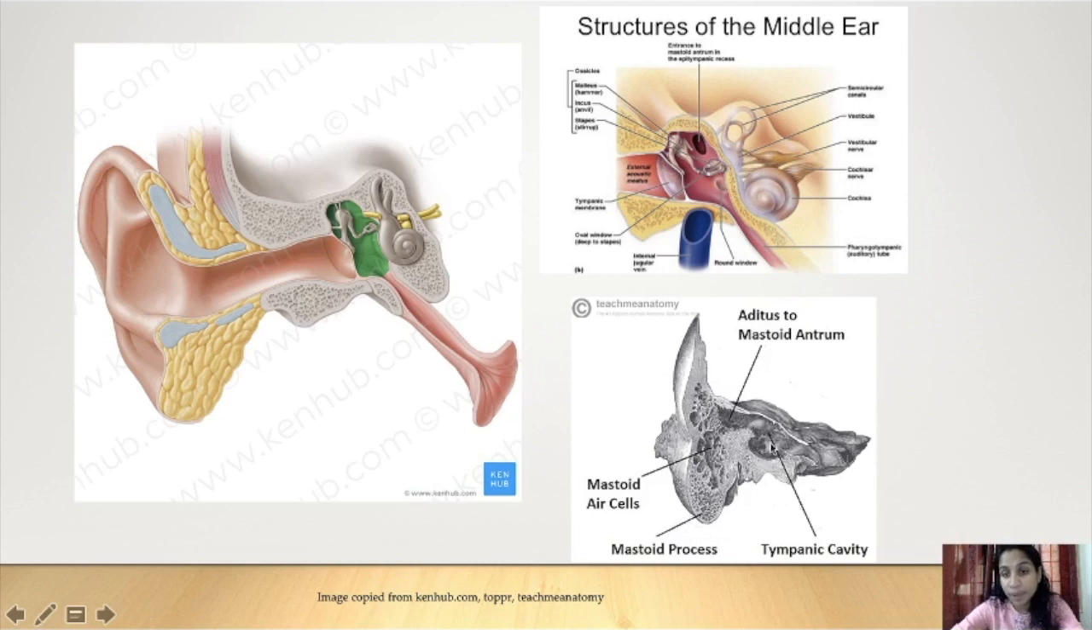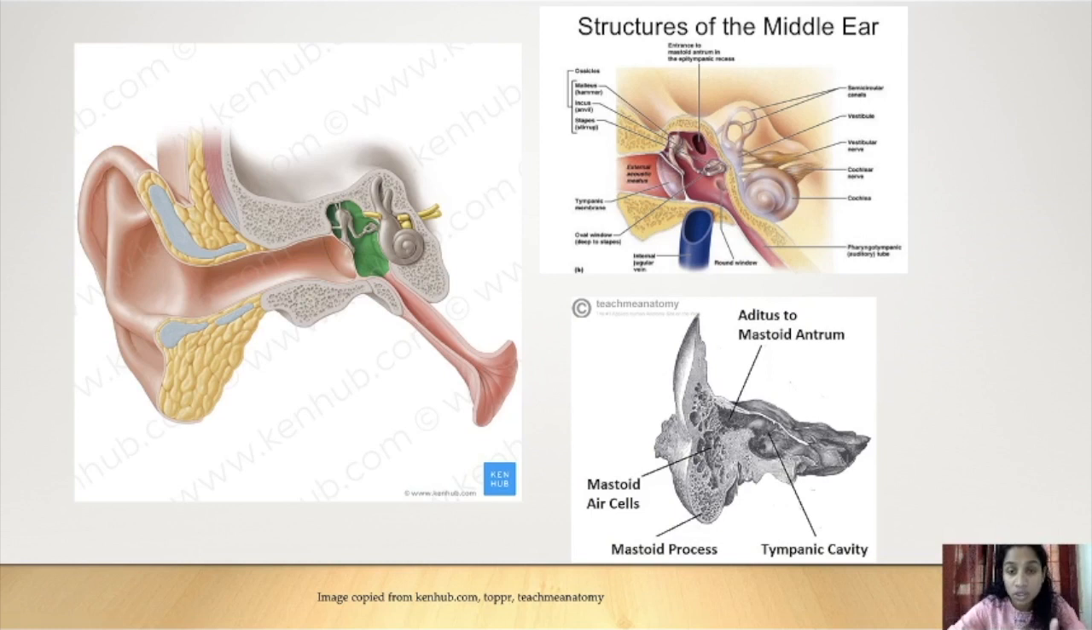So this is the tympanic cavity, and this is the adytus to the mastoid antrum, and this is the mastoid air cells, and you can see this is the mastoid process. The mastoid process, you can feel it behind the ear canal. A bony projection behind the ear canal is known as the mastoid process. So this is the normal structure of the middle ear. You have to keep this in mind for understanding this infection of the middle ear cavity.